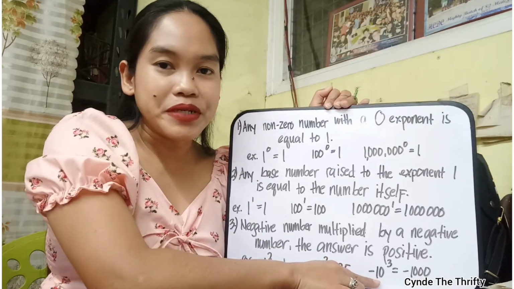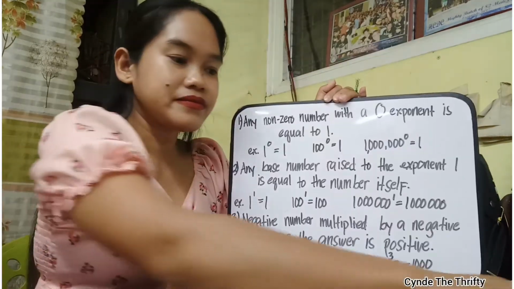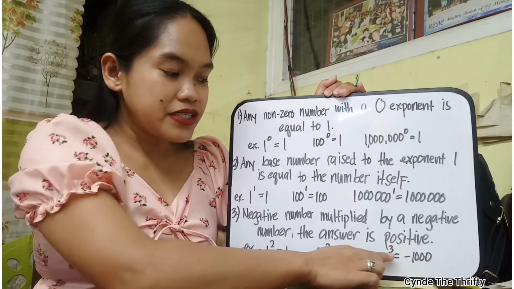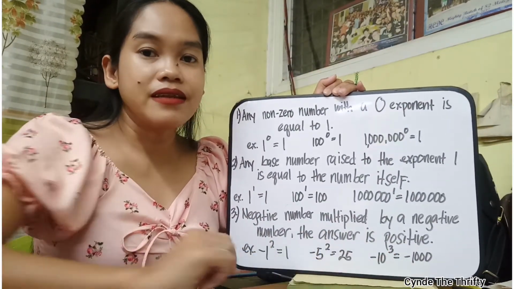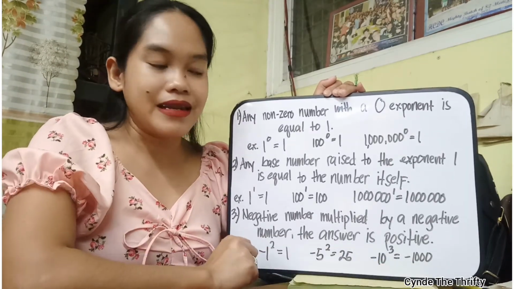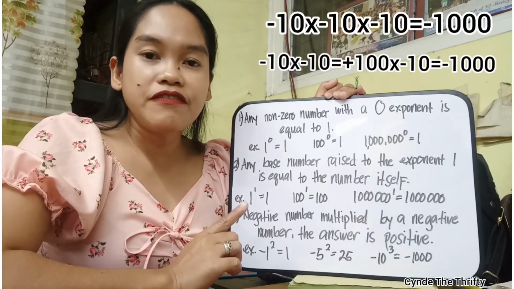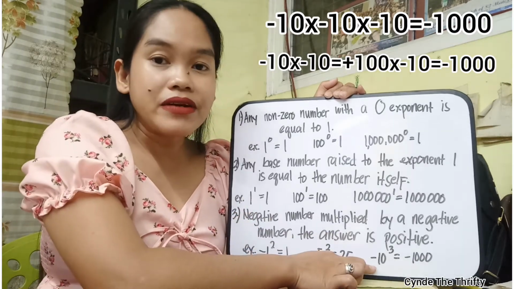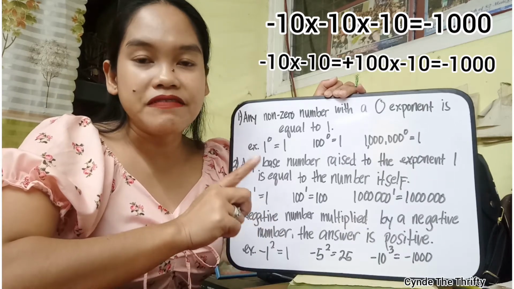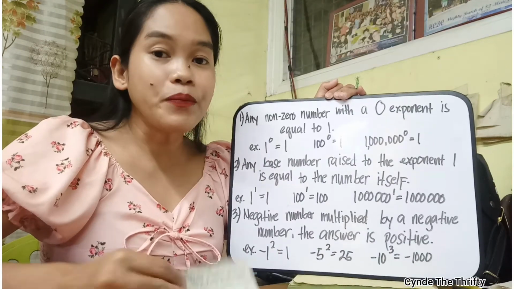Now, let's go to our example number 3. Negative 10, kita ba sa baba? Wait lang. Hindi ko napansin. Ayan. So, negative 10 raised to the power of 3 or negative 10 cube. Ibig sabihin, i-multiply mo siya 3 times si 10 sa kanyang sarili. So, negative 10 times negative 10 is equal to positive 100. Positive 100 times negative 10, kasi 3 times mo siyang i-multiply, positive 100 times negative 10, ang iyong sagot is negative 1,000. So, ano yung point dito?